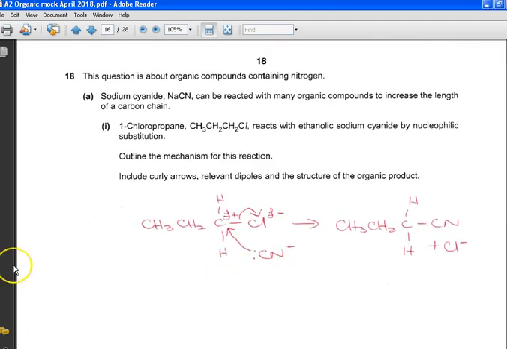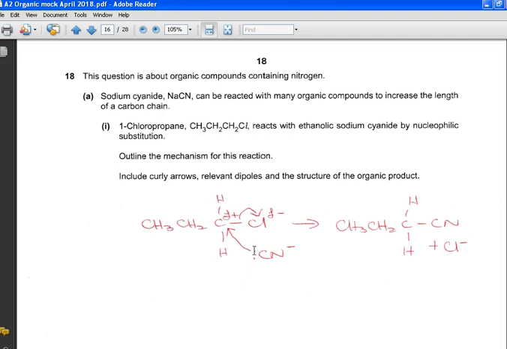Okay, this one pretty straightforward, I think. Sodium cyanide, which is obviously where we add in a carbon to our carbon chain. 1-chloropropane. Just draw it out, but make sure that where the bond is breaking and reforming, you've actually drawn out the bond there. Always put in the partial charges, and then obviously your curly arrows have got to go. Don't forget on the cyanide ion, the lone pair is on the carbon, not on the nitrogen.